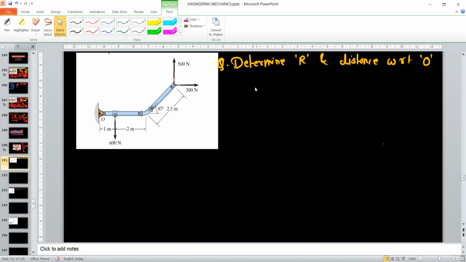Okay. So in this problem, one bent pipe is connected to the wall at point O. And three forces are acting on this pipe. One is 600 Newton exactly in the negative y direction, then 300 Newton in the positive x direction, and 500 Newton in the positive y direction. And the question is, we have to determine the resultant value and the distance with respect to point O.